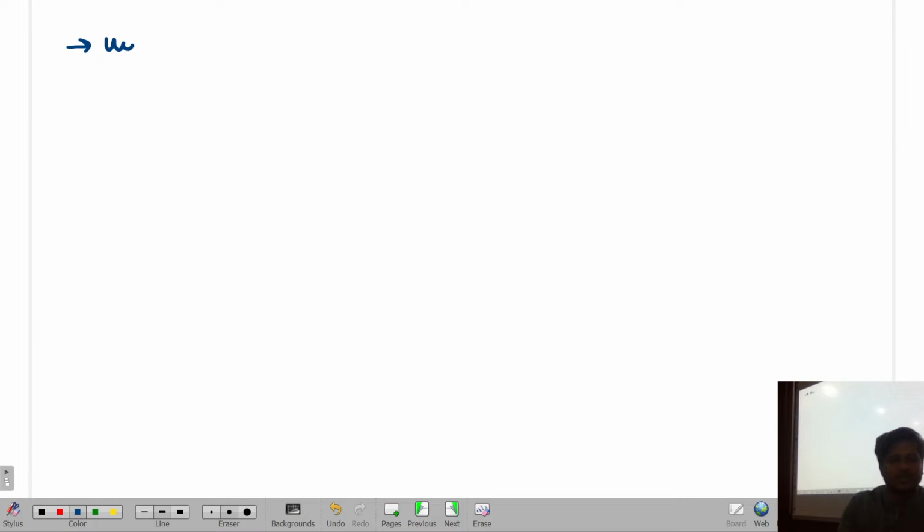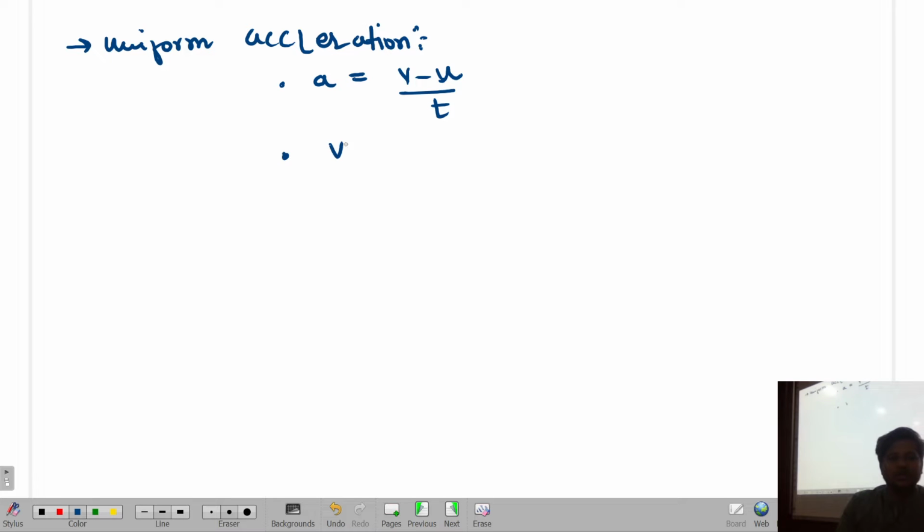So if you have uniform acceleration, what are the formulas that we can use? a is equal to v minus u by t. The second formula I can use is v is equal to u plus at. The third formula I can use is s is equal to ut plus half at square.